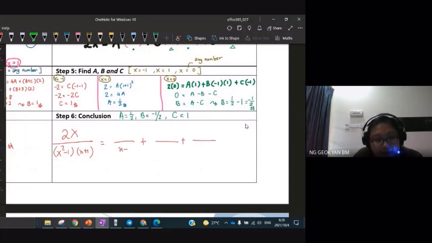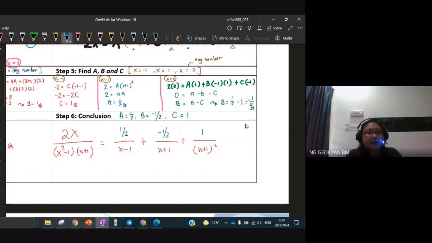This is A over x minus 1, B over x plus 1, C over x plus 1 square. The values of A, B, C in terms of fractions are fine, just leave them for now: 1 over 2, negative 1 over 2, and then 1. Right? The values of ABC that you got. And this is not the final answer yet. If you stop here, you will automatically lose the subsequent marks. What you need to do is simplify. So just now you already got 1 over 2, so write 1 over 2. The fraction just moves down, the rest is the same.